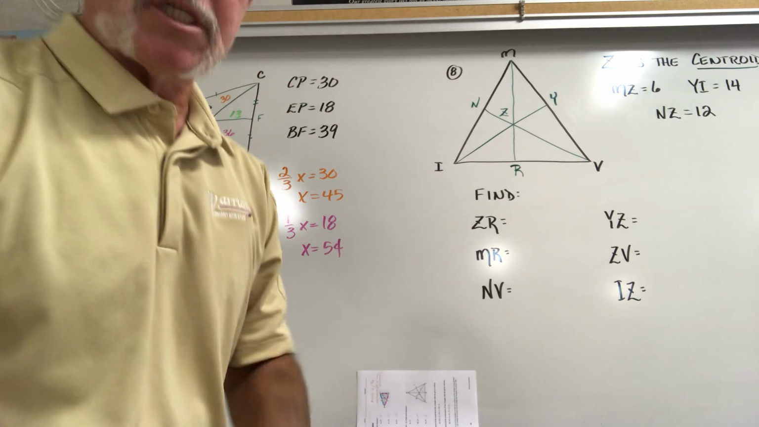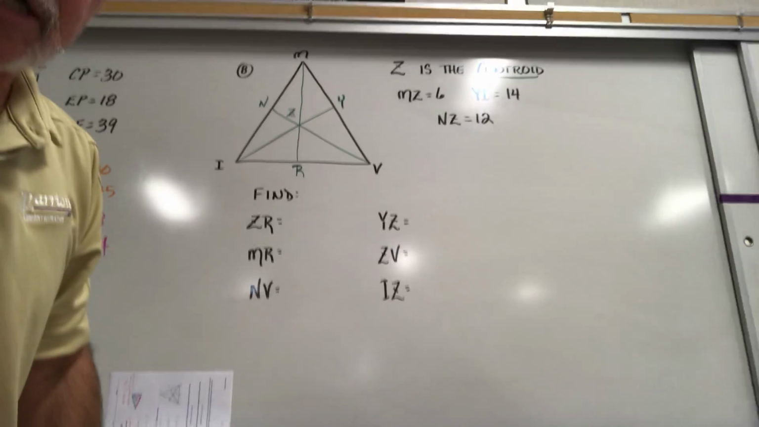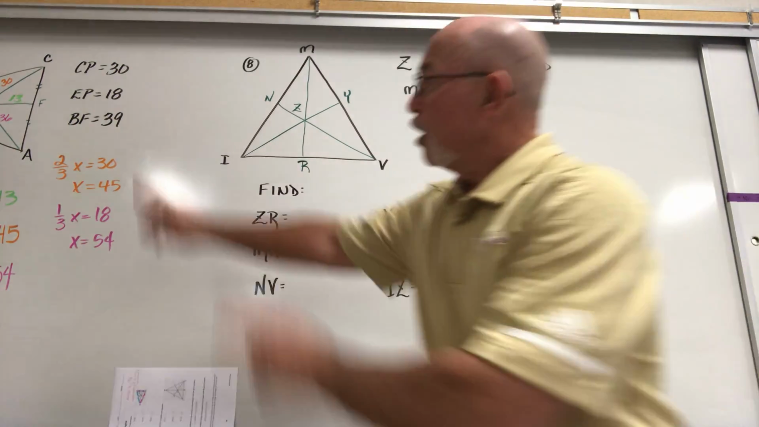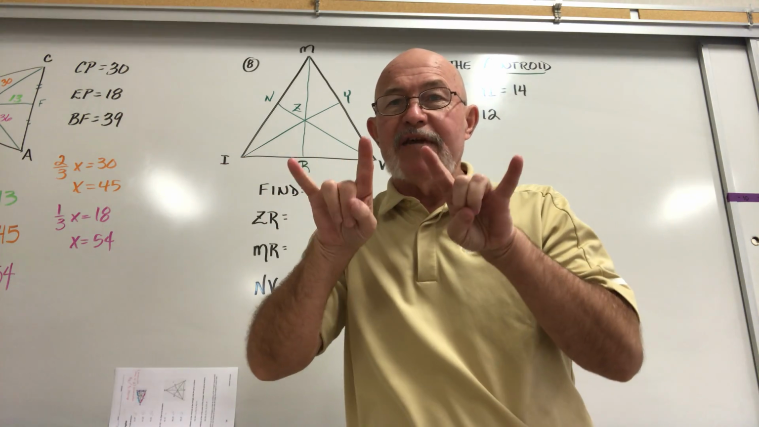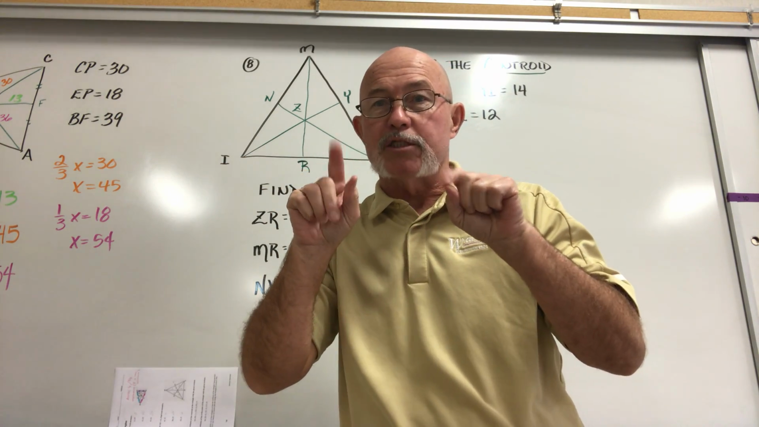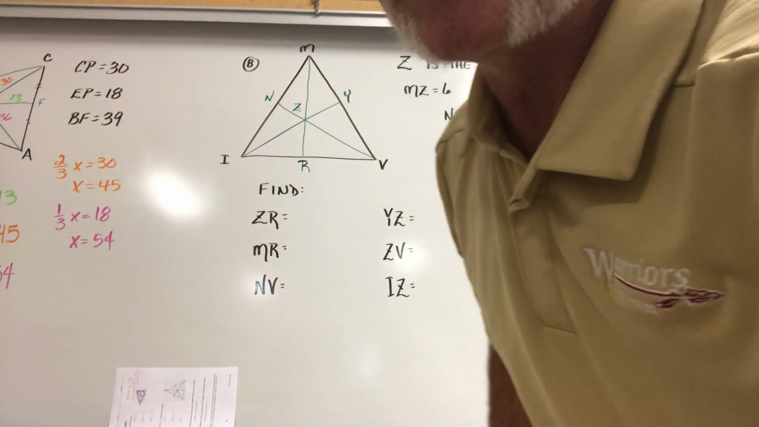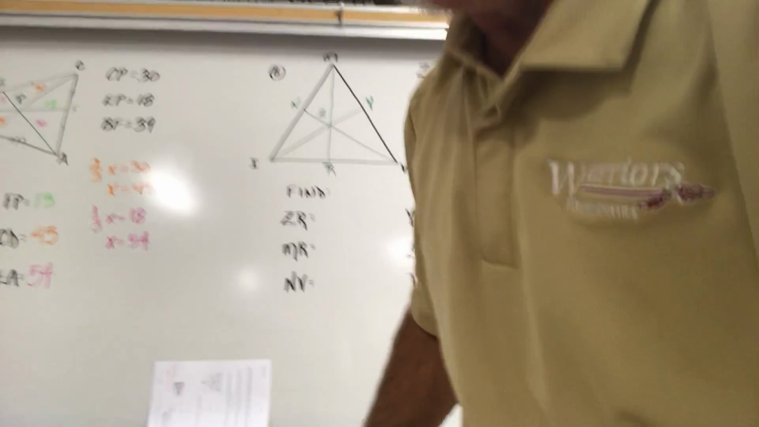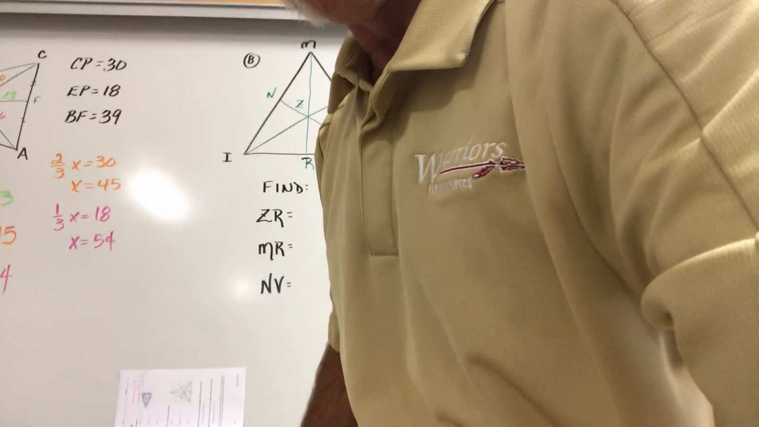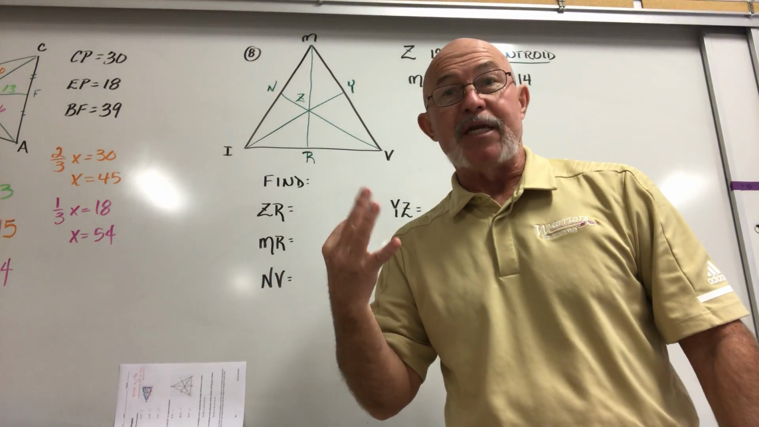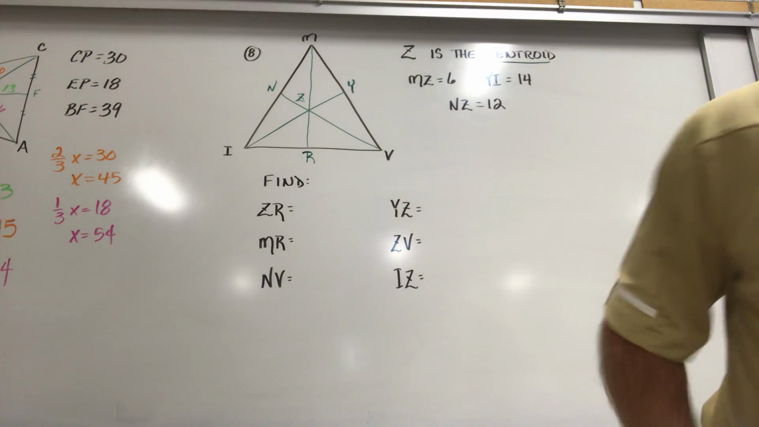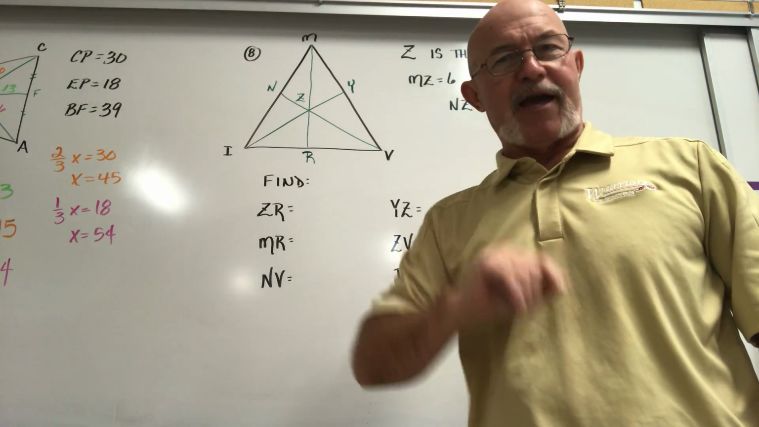Remember, medians don't say anything about angles. They talk about lengths of segments. Now, in that particular problem, you were given the segments were equal with the little marks. There's the glare again. There's the word right there: centroid. The centroid is the intersection of the three medians in a triangle. So once you see that word, you know, oh, I have medians.